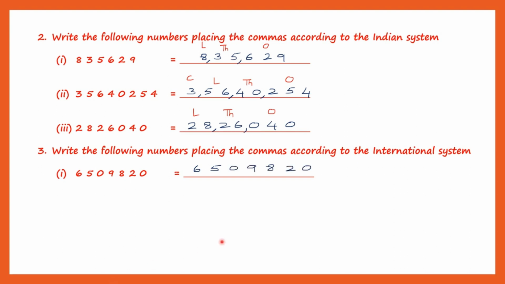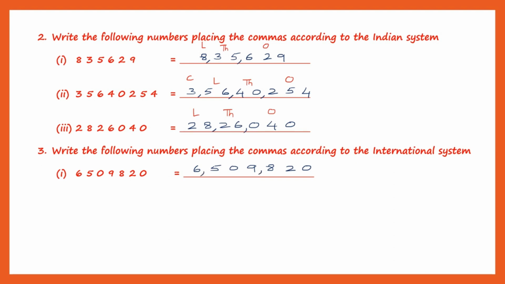Now international system, how do we read? Ones, tens, hundreds. That's one period. Thousands, 10,000s, 100,000s. So this is the next period. And then we have million. So after each period we put a comma. So here we have ones, tens, hundreds, comma, thousands, 10,000s, 100,000s, comma.